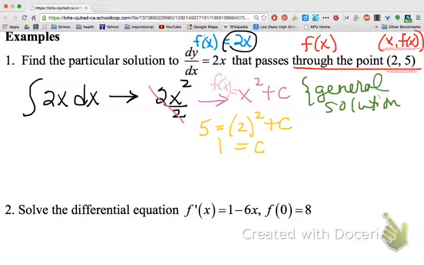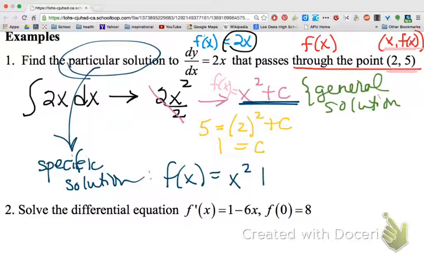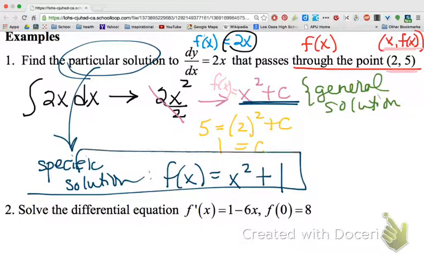So now it's going to look like this. 5 equals 2 squared plus c, and when I solve that out, of course, I get c equals 1. So now I can write the particular solution, which is f of x equals, pulling right off of this, x squared plus, but now I know c, 1. And so there is my solution.